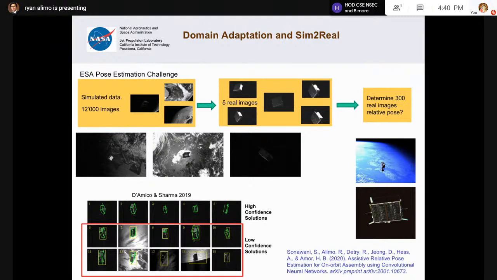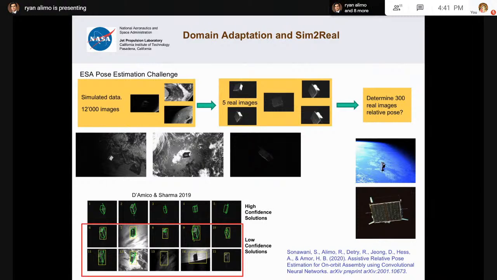So in this ESA, European Space Agency Pose Estimation Challenge, they had 12,000 simulated images. Then they had 5 real images and wanted to generalize to 300 real images from the Tango, like a Prisma mission. These are the real images. These are again the camera images, and these are the images that were created inside the gaming engine.